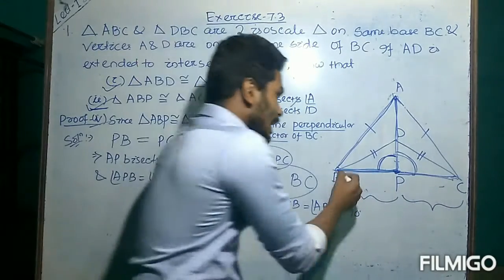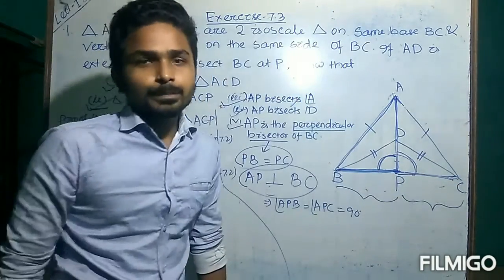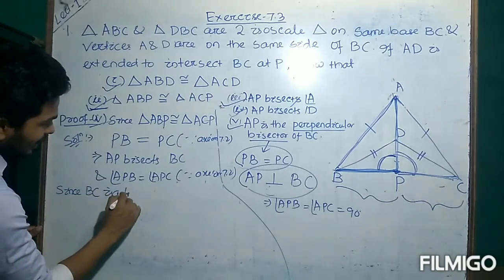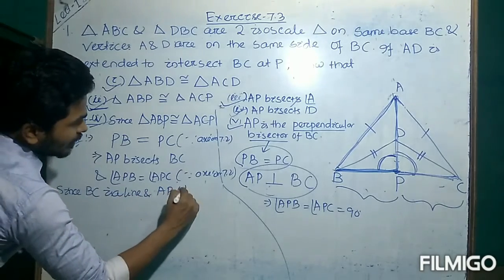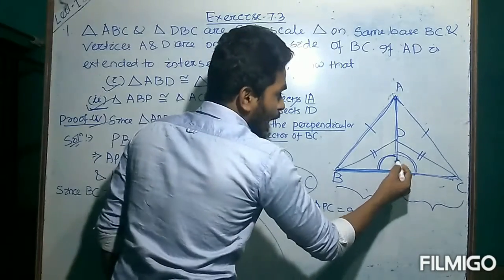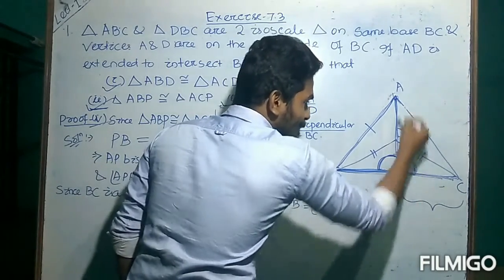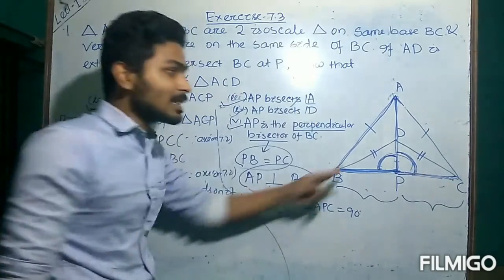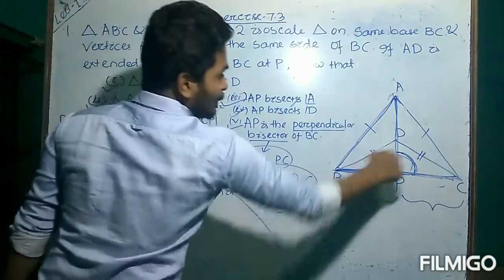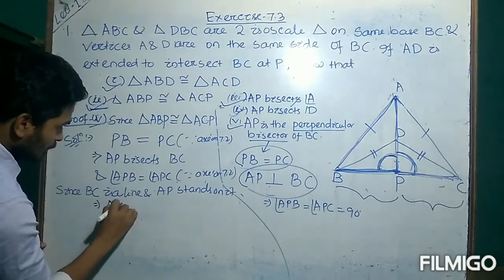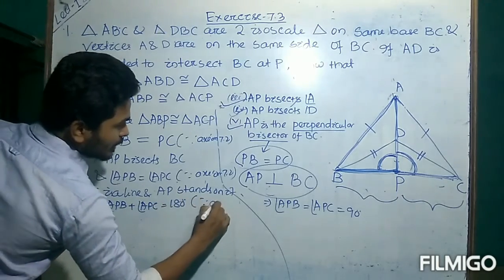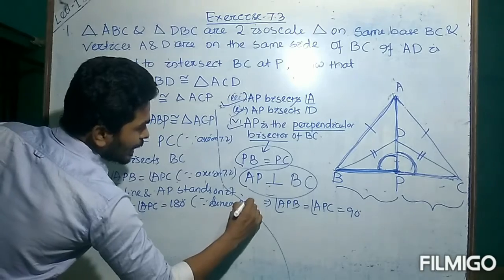Now, BC is a what? BC is a line. Now, on this line, AP is a ray. Since BC is a line and AP stands on it, this is clear now. Okay. Now, how many angles are formed? Two angles are formed. BC is a line, AP stands on it. Then two angles are formed, and these two angles are known as a linear pair. And the sum of a linear pair of angles is 180 degrees. So APB plus APC is equal to 180 degrees. The reason is linear pair.